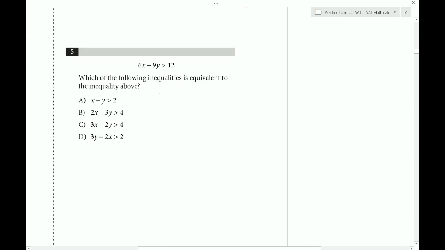Which of the following inequalities is equivalent to the one above? Alright, so it looks as though they are simplifying it. So if we maybe factor out a 3 from the left side, we would then get 2x minus 3y greater than 12. Then we could divide by 3 on both sides, canceling it out, and we get 2x minus 3y is greater than 4. And that's choice B.